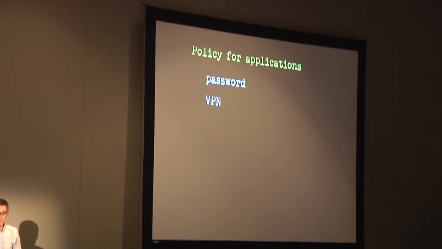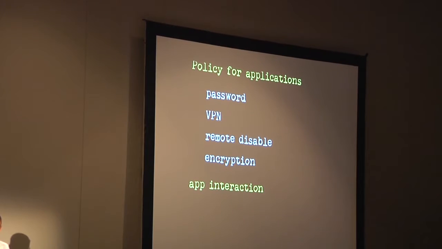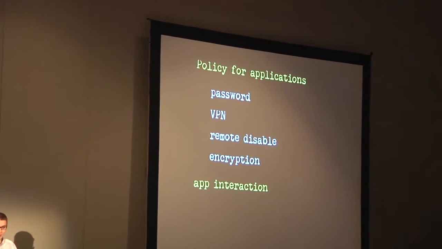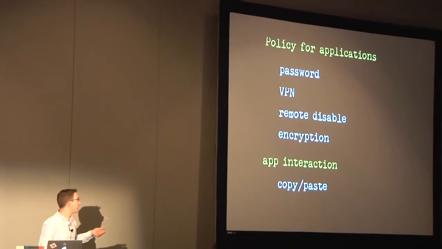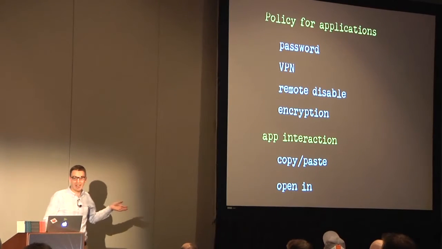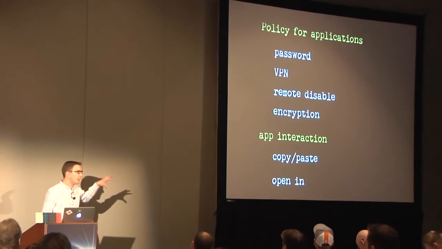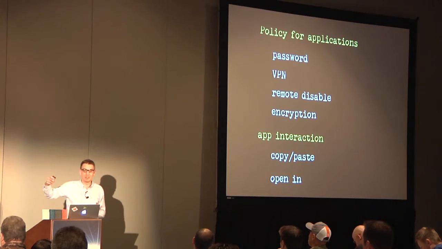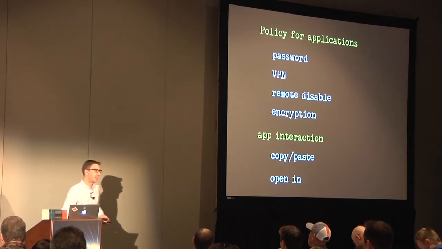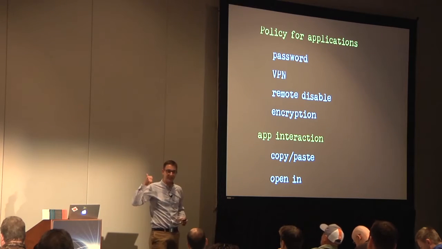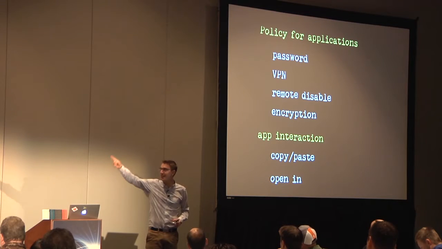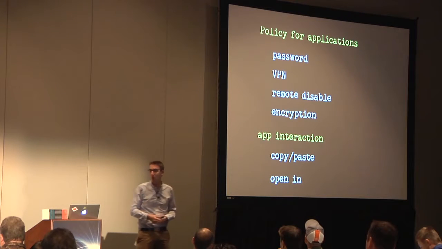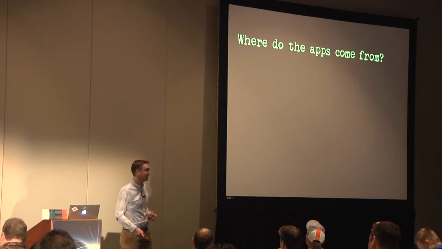And we can do the passwords, the VPN, the remote disable, the encryption. All that stuff that we could do on the device level, we can do on the app level as well. And in the meantime, we can also worry about app-to-app interaction, because we have that visibility and can prevent our corporate apps from talking to apps that we don't want them to. But the problem is, last time you went to one of these app stores, how many of those apps do you know of that had those capabilities? So where does mobile application management come from?